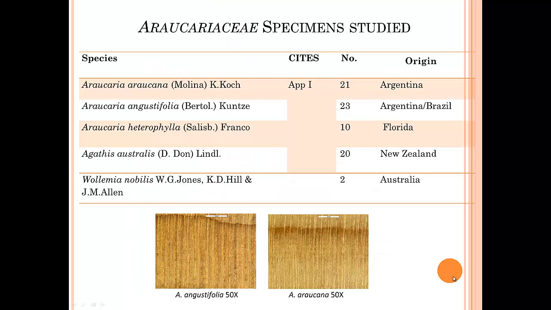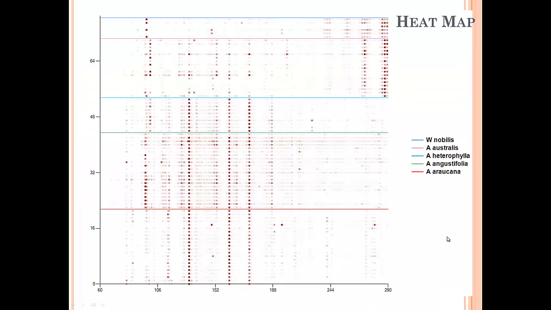The work we did with the Araucaria group involved these species, and again, this is another group in which the anatomy is such that it is very difficult to distinguish, in this case, Araucaria araucana, CITES Appendix 1, from Araucaria angustifolia, not listed, both of them coming from Argentina. Sometimes angustifolia comes from Brazil. In one case, there's a healthy trade. In the other case, it's completely banned. So, to start with, we'll look at the heat map.